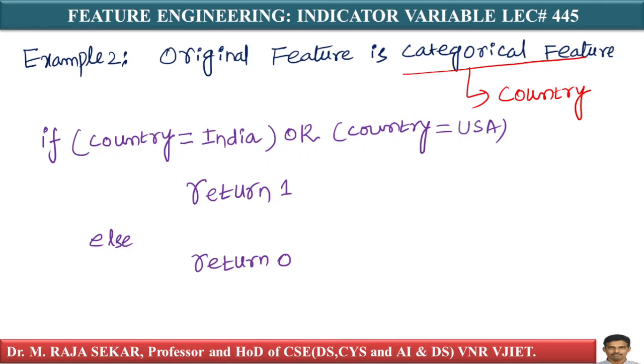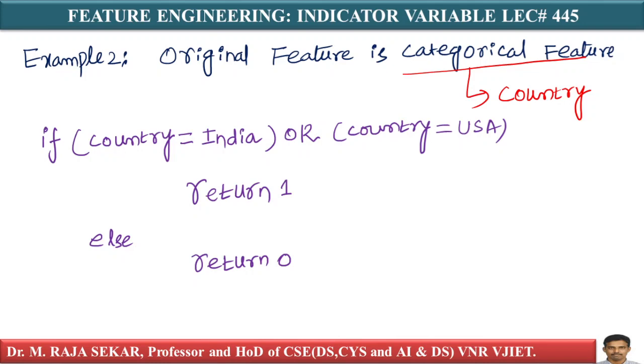This is another way of converting your categorical feature country into a binary indicator variable feature, and these are called indicator variables because whenever it is 1, it is indicating to us the country is either India or USA, and when this is 0, it is indicating to us it is not India and not USA. Similarly, in example 1, the indicator variable is indicating to us whether height is greater than 150 centimeters or not. That's why it is called an indicator variable. Again, you can convert a categorical feature into an indicator variable using if else conditions.